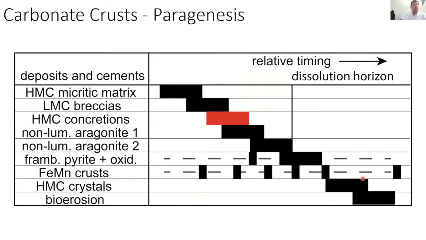So in the end, we can just say that we had the high magnesium calcite matrix at first, and then breccias of low magnesium calcite, and then luminescent high magnesium calcite concretions, and afterwards the aragonite growth, and also the framboidal pyrites and oxidation of those in the iron manganese crusts around. In some cases, we also have bio-erosion features, which I don't show in this presentation actually.